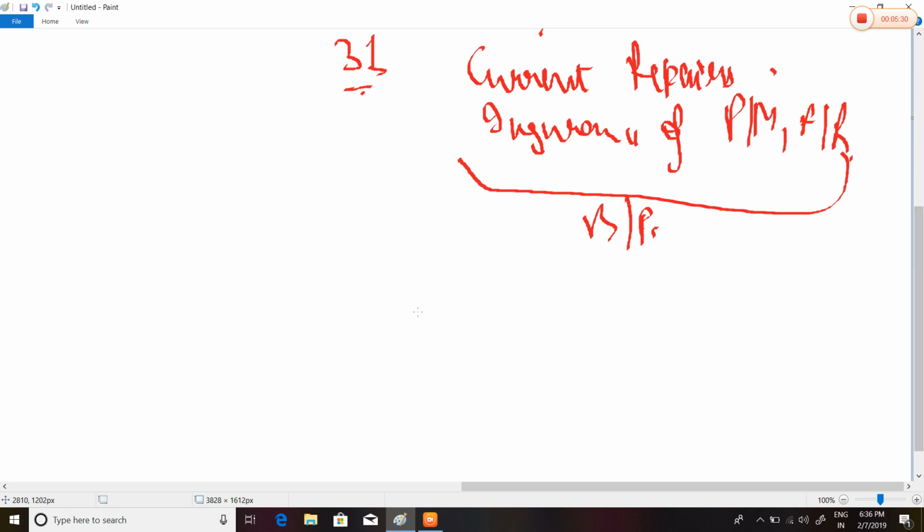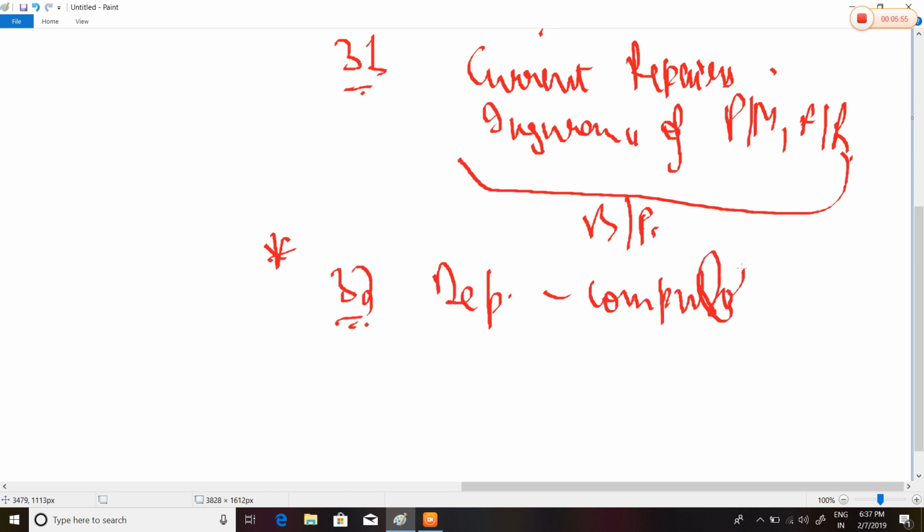Then section 32, depreciation. Very important point. Depreciation is compulsorily allowable as a deduction. That is, it is not optional. Depreciation is compulsory, not an option.